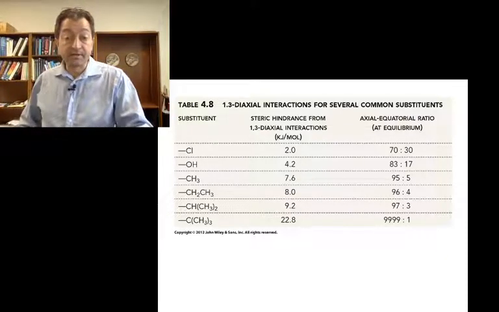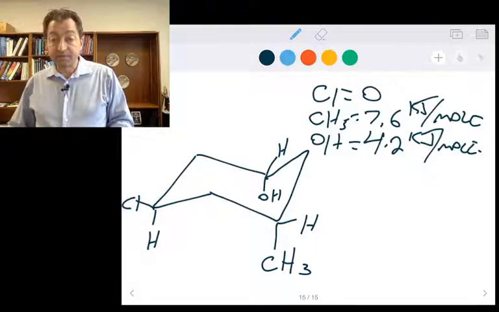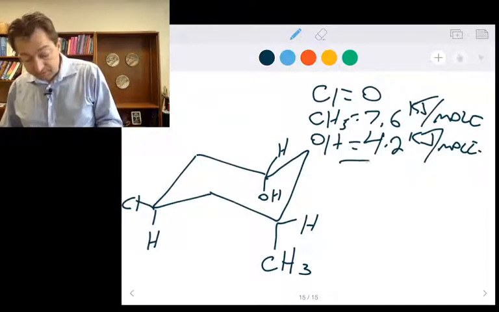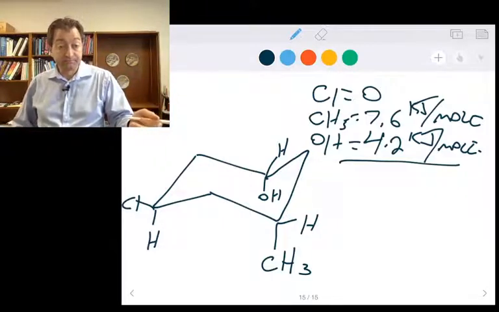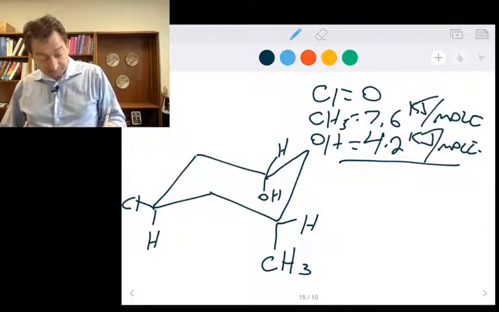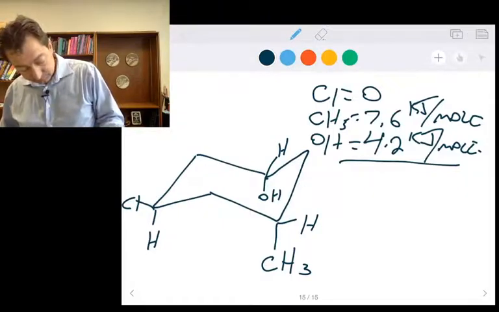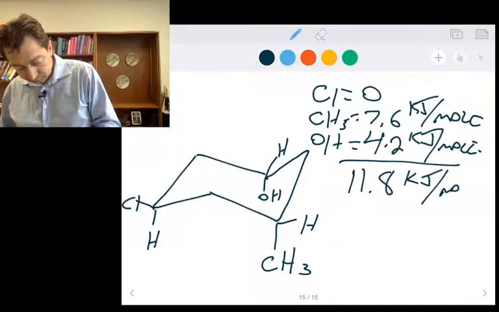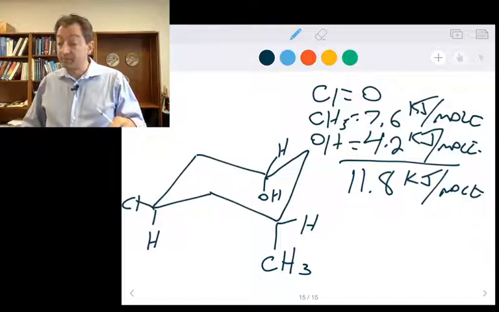Again, taken directly out of this table, so let's see what that looks like. I've drawn them in here. Chlorine is 0, methyl is 7.6, OH is 4.2. So the total interactions that we would expect to observe in this particular conformation is 11.8 kilojoules per mole. So 11.8 kilojoules per mole is the total interaction we'd expect to observe here.